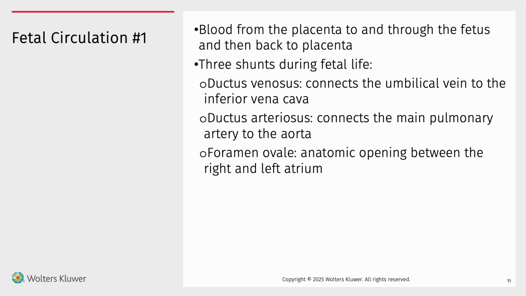Third, you have the foramen ovale, an anatomic opening between the right and the left atria of the heart. This allows blood flow from the right atrium directly into the left atrium, bypassing the pulmonary circulation. So why is this important? Because normally this closes soon after birth when the lungs are expanded and the pulmonary pressure decreases.